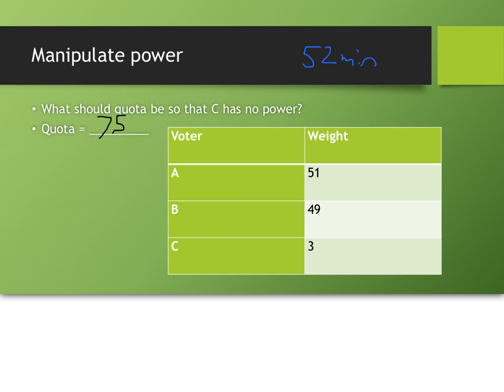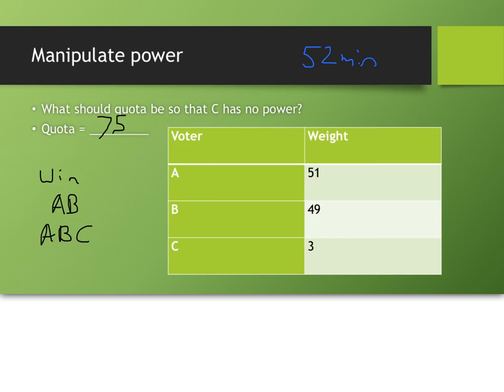Well, the winning coalitions are going to be A and B. That's a winning coalition. A and C don't work. B and C don't work. A, B, and C does work. Okay? But if you notice this, in this winning coalition, obviously C didn't matter. A, B, and C. So C is going to have a 0 when it comes to critical counts. So if I make my quota 75, C can always be dropped off of any winning coalition and not matter.